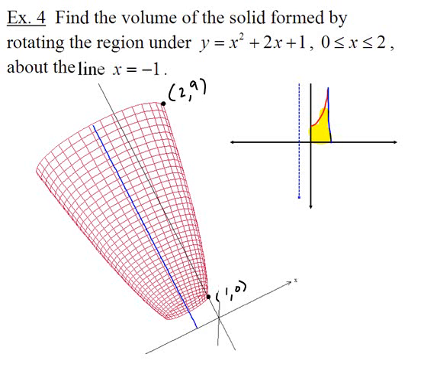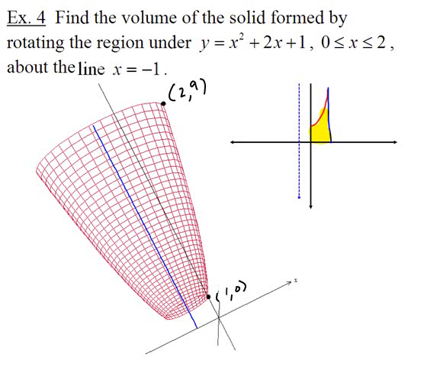In example 4, I'll find the volume of the solid formed by rotating the region under the graph of y equals x squared plus 2x plus 1 between x equals 0 and x equals 2 about the line x equals negative 1. My graph shows what the parabola would look like revolved about the line x equals -1, which is shown in bold blue.